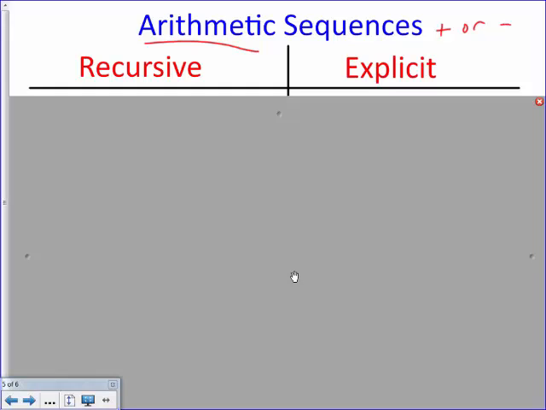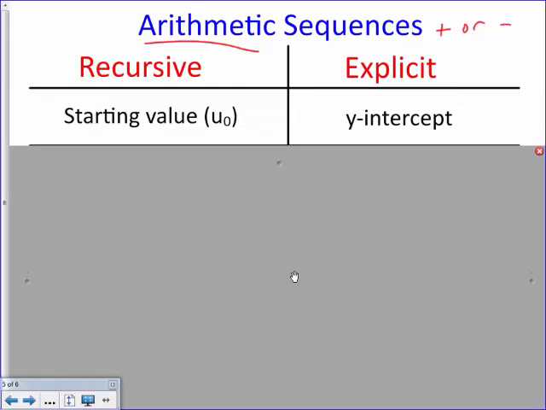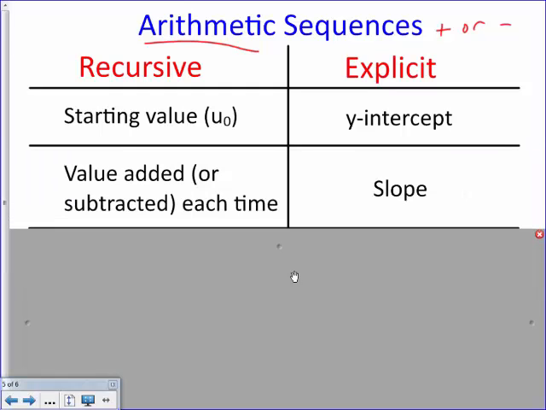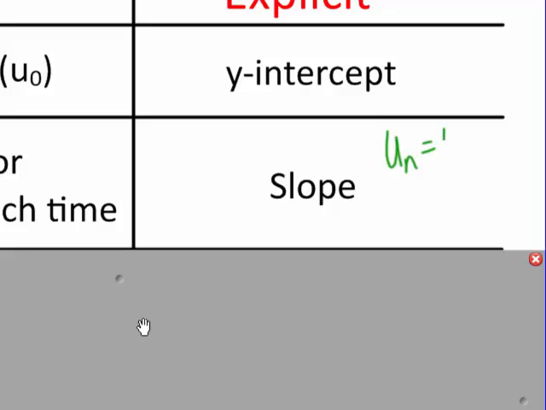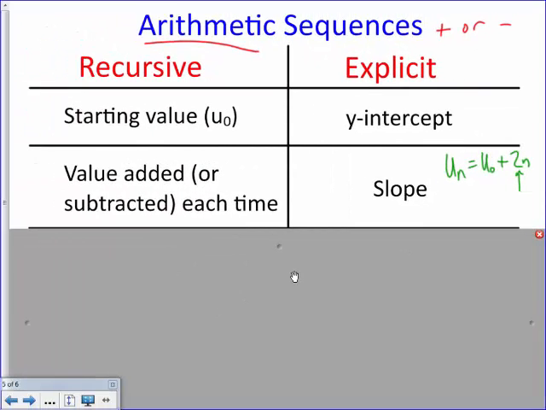So let's take a look at the difference. Recursion. Starting value is u sub 0. Explicit, our starting value is technically our y-intercept, okay? And you'll see that in a second, why that is. Value added or subtracted each time. That was the slope, right? Because if you take a look, we had our initial term, and then we added or subtracted something, and all we did was, if it was like 2, we just added an n to it. Remember, that's the slope. That's the number that's in front of the x. So that's kind of the slope there.